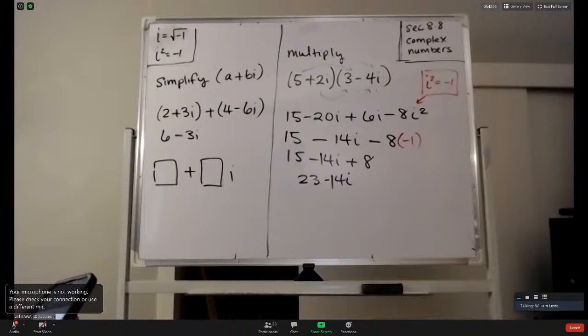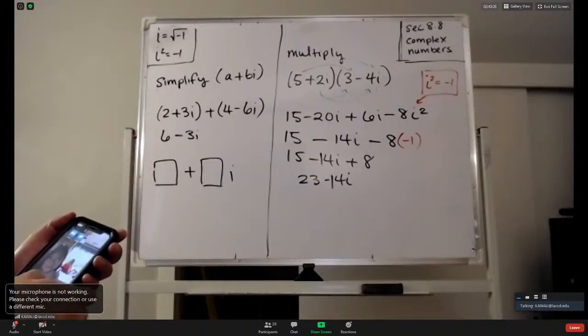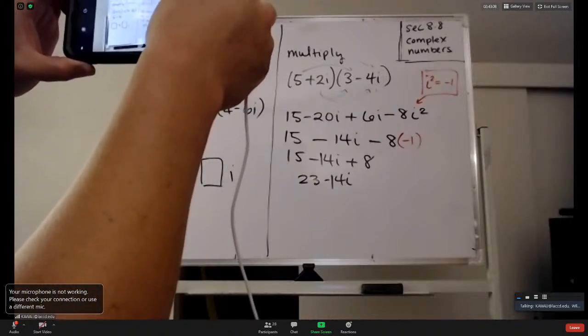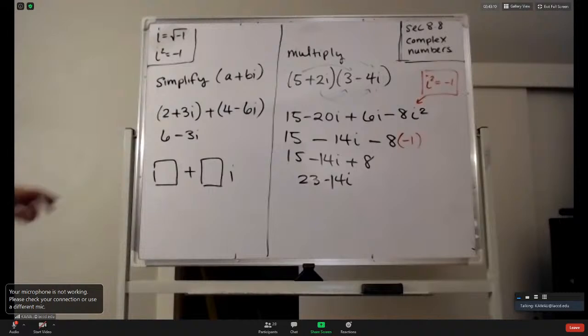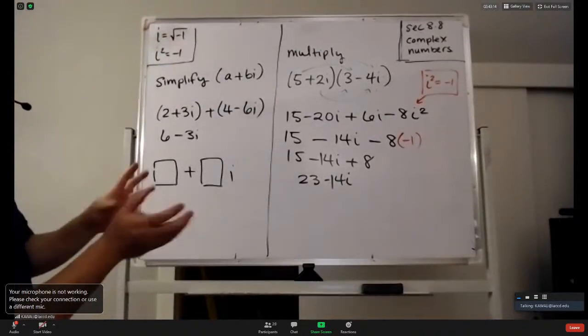Professor, is there any reason why i squared equals -1 instead of +1? Yeah, it's by definition of this world. When we created this world, right? Normally the square root of -1 is undefined. So we created this imaginary world.